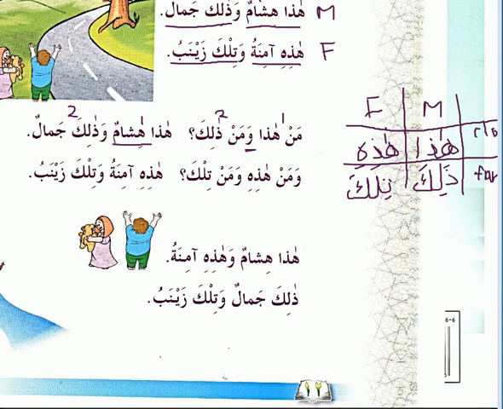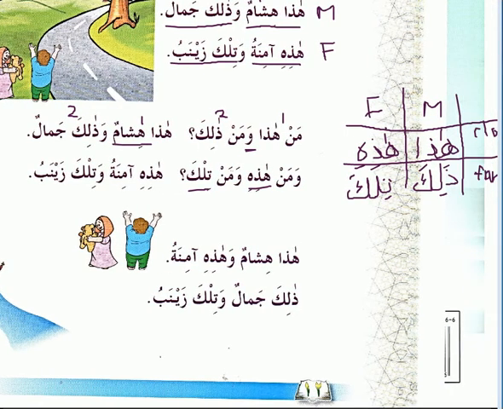So let's read the next sentence. Woman hadihi, woman tilka. So we have woman hadihi and woman tilka. Tilka means that, both hadihi and tilka mean that, right? It's just when you use them. So tilka you use for female things, if you're pointing to a girl, to feminine, right?